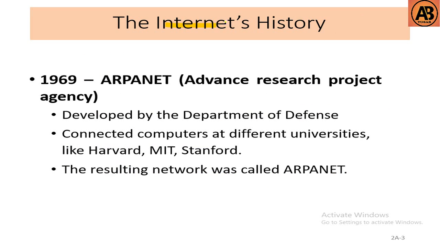The Internet's history. 1969, ARPANET, Advanced Research Project Agency, developed by the Department of Defense, connected computers at different universities like Harvard, MIT, Stanford, etc. The resulting network was called ARPANET. ARPANET means Advanced Research Project Agency.